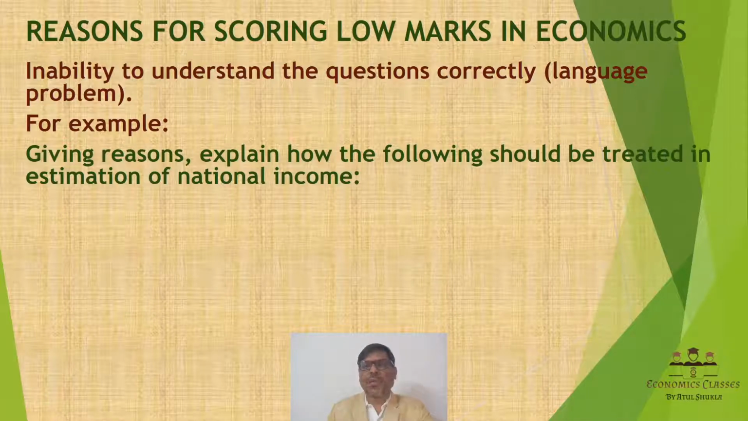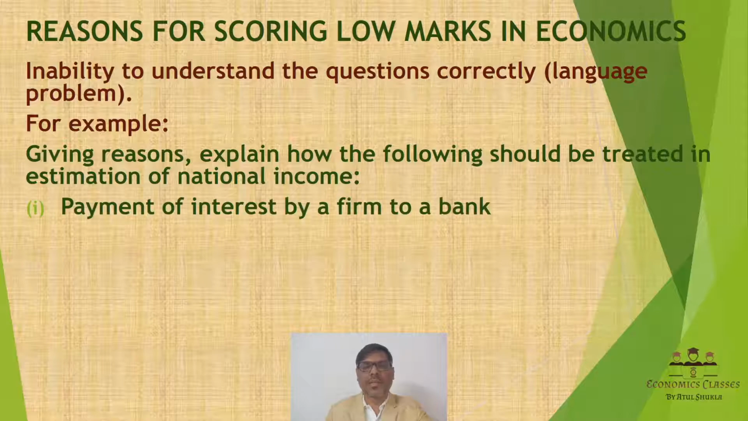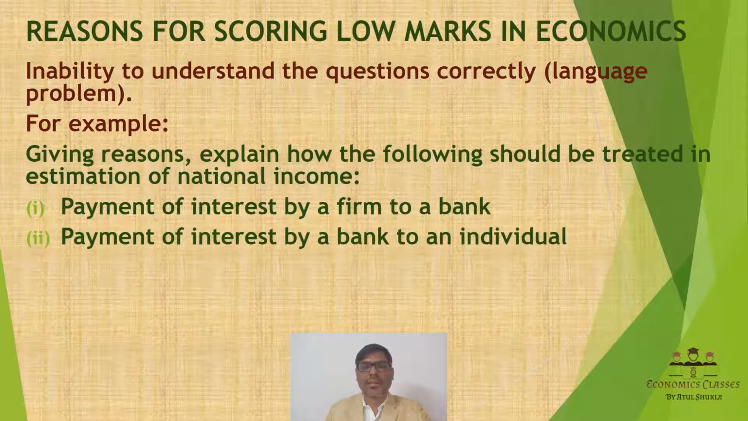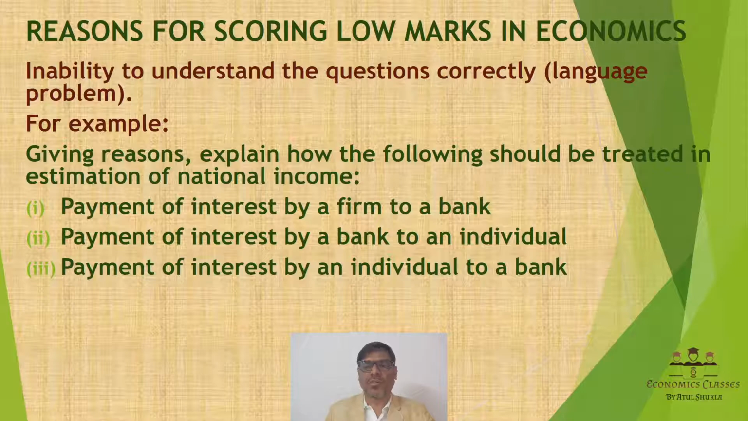Explain how the following should be treated in estimation of national income. So one is payment of interest by a firm to a bank, payment of interest by a bank to an individual, payment of interest by an individual to a bank. See, in all the three cases, payment of interest is common. But in one case, it's by a firm to a bank, in another case, by a bank to an individual, and by an individual to a bank. So, whenever students see the question, they see that interest is there and interest is included in national income accounting through income method, but it is not the case in all the cases.